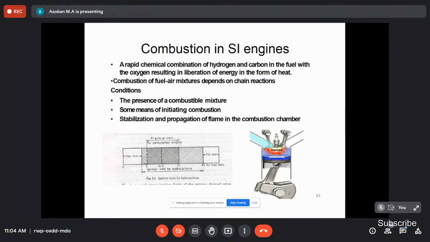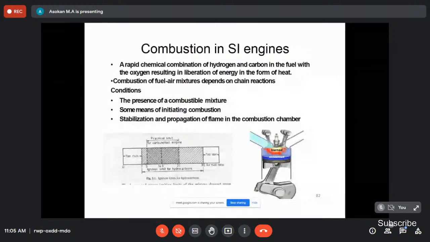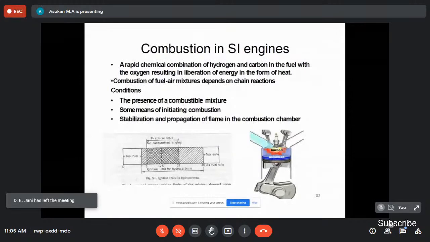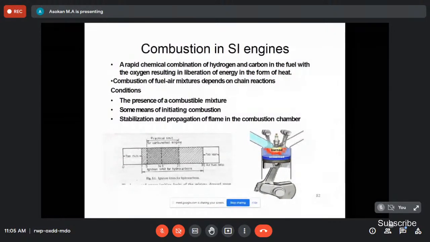Right? We need some means of initiating the combustion. How can we initiate it? We need the spark plug, in the case of an SI engine. Then comes stabilization and propagation of the flame in the combustion chamber. Once the fuel is ignited by the spark plug, a flame forms after a certain time. The definite flame travels across the cylinder. It burns the unburnt charge, it eats the unburnt charge. That's why the flame propagates through the cylinder. At the same time, it increases the pressure and temperature.